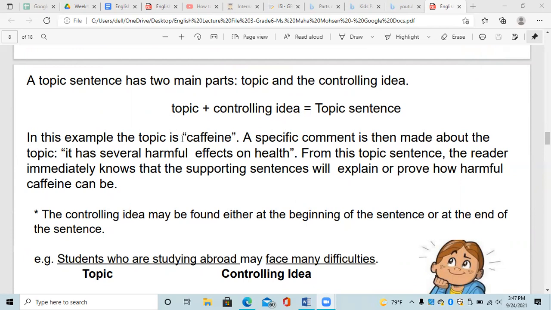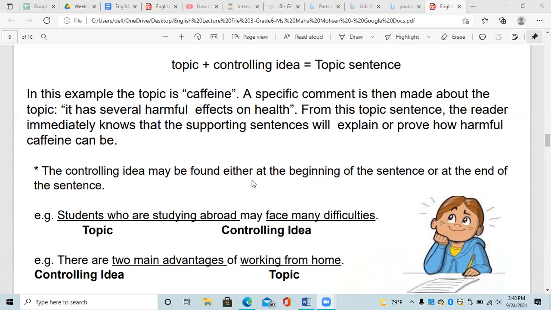In this example, the topic is caffeine. Caffeine is a substance that's present in coffee, in tea, for example. A specific comment is then made about the topic. The comment is the following: it has several harmful effects on health. For example, when someone drinks so much coffee, the coffee has an amount of caffeine. So this means the person is taking a big amount of caffeine. And this paragraph, for example, will talk about the harmful effects on health of drinking so much caffeine. From this topic sentence, the reader immediately knows that the supporting sentence will explain or prove how harmful caffeine can be.